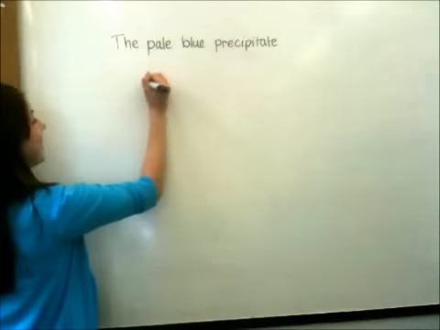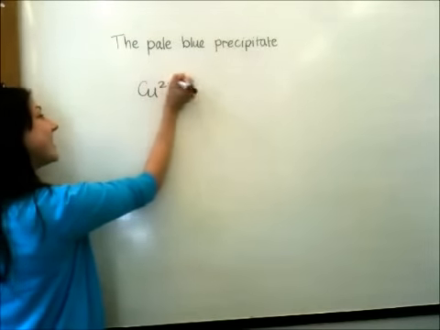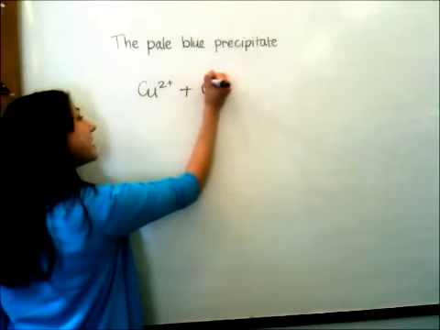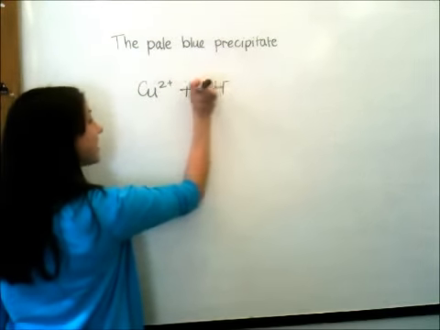The first observation was from a blue solution to a pale blue precipitate. The pale blue precipitate is formed by this reaction.